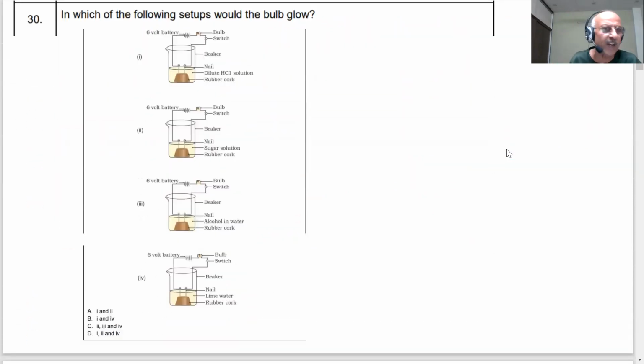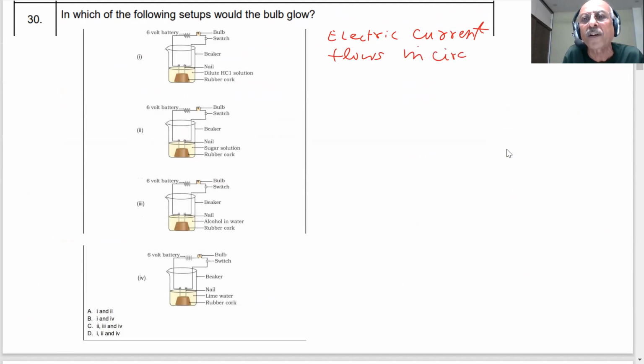What is shown here, student? Question number 30 on the screen. In which of the following does the bulb glow, student? Now you have seen this is an activity in the NCERT books. Why will the bulb glow? When electric current flows in the circuit, student, it is a circuit.